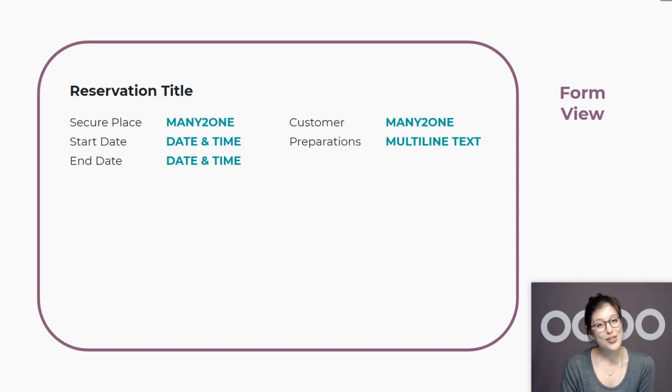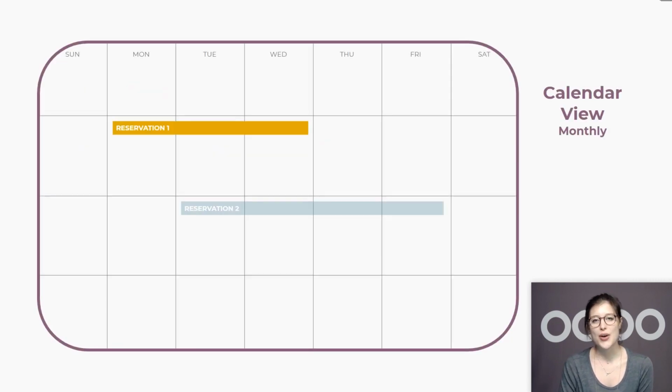To make things easier, we'll also use the calendar view as the default view. This way I can quickly see the upcoming reservations and create new ones on the fly with one click. So let's see how to do this right now.